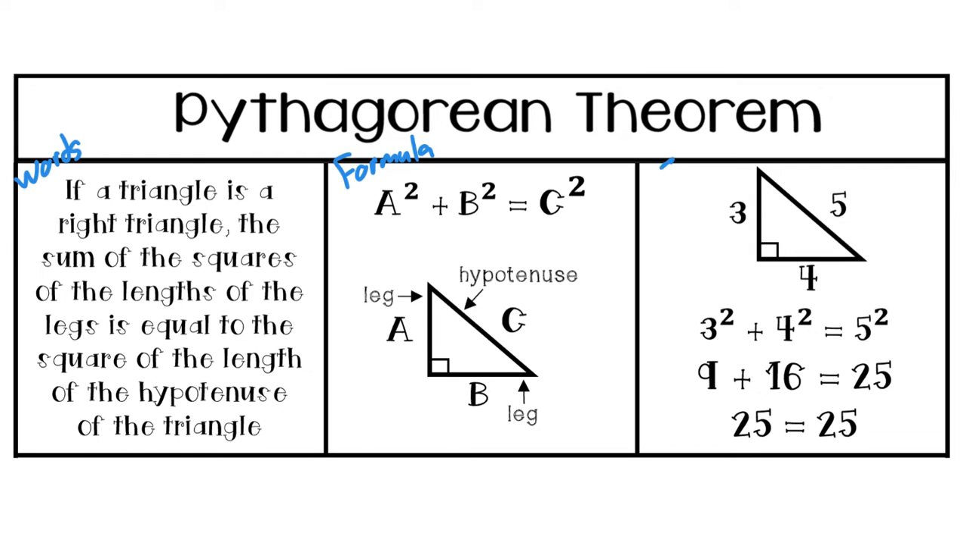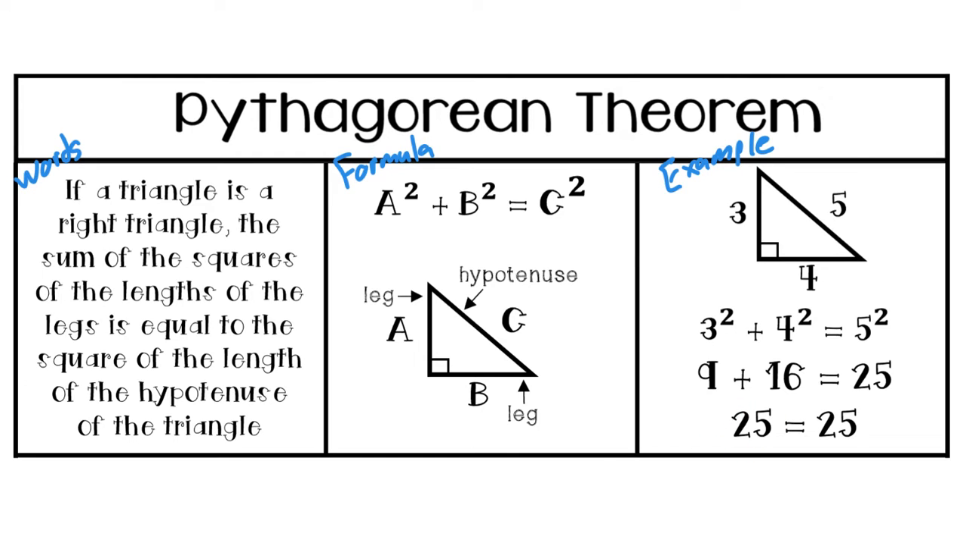So let's look at some examples. So the first example is a 3, 4, 5 right triangle. In this case, the first leg has side length 3, so a squared is 3 squared, or 9, and the second leg has a length of 4, so 4 squared is 16. Now, when we add those together, we get 25.